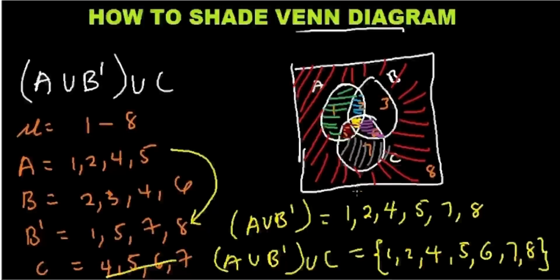Okay, so this is how to shade this particular one. I hope how to shade a Venn diagram is now clear. So whatever representation you are given, just draw your diagrams first, number it, bring it out, and sort it.